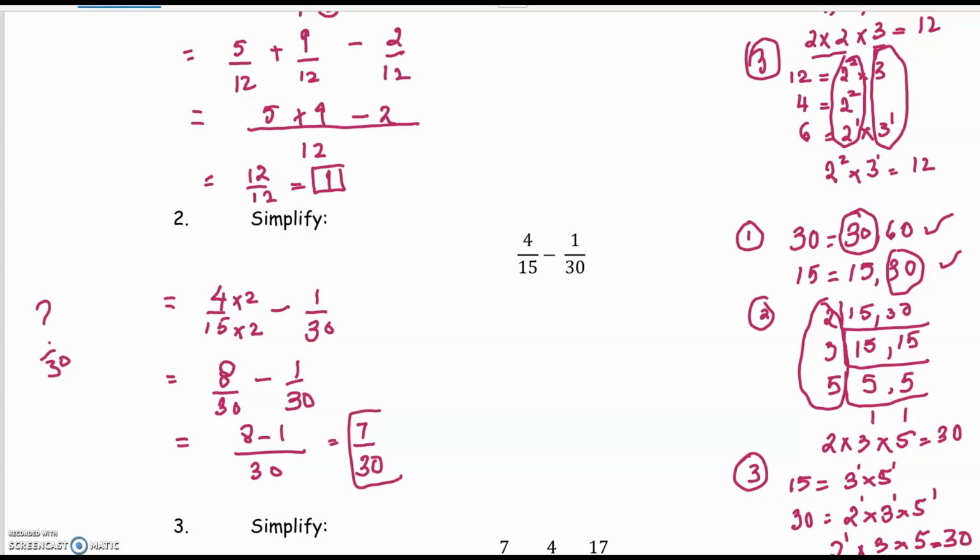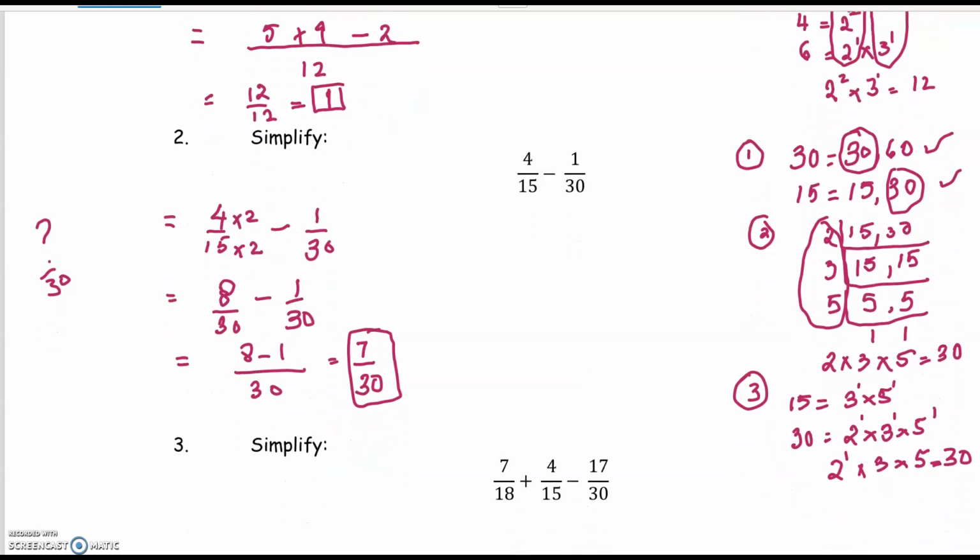If we do not have any common factors, then that is our final answer. 7 is a prime number that does not go into 30.